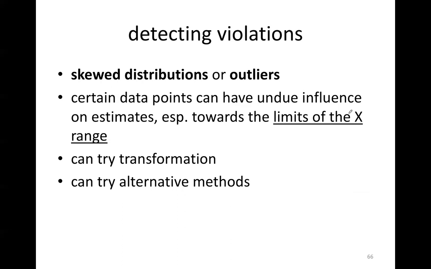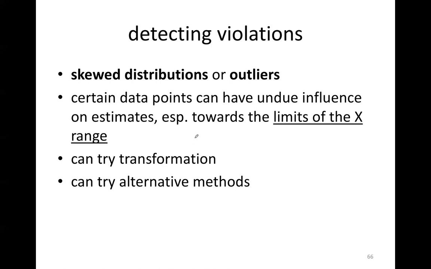So one common type of violation, as in the case also in ANOVA and other correlation and other parametric tests, is having distributions that are non-normal, that are skewed, or that include outliers. So outliers in the data among y values can significantly influence the regression line estimation.